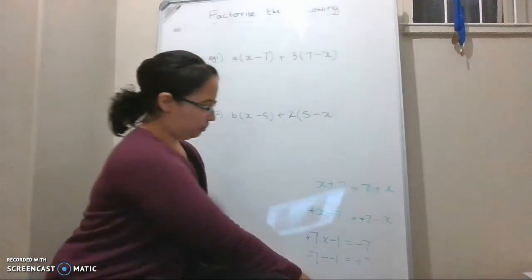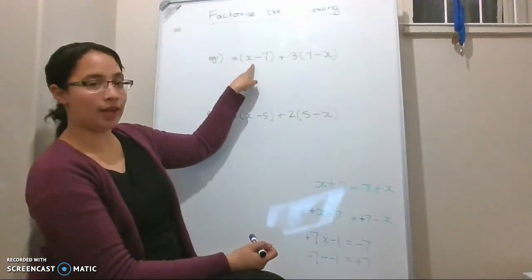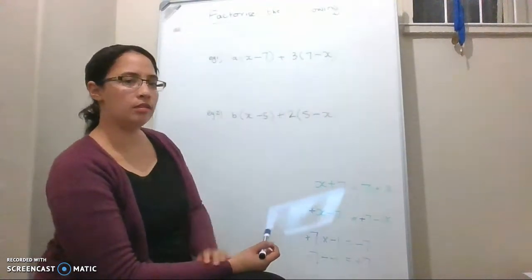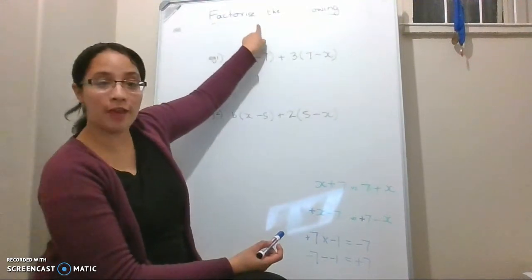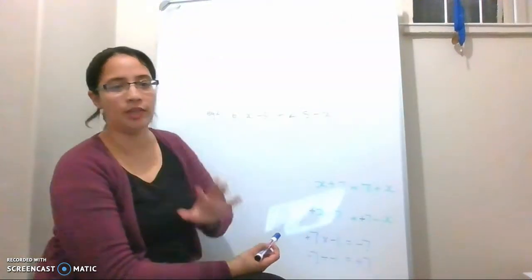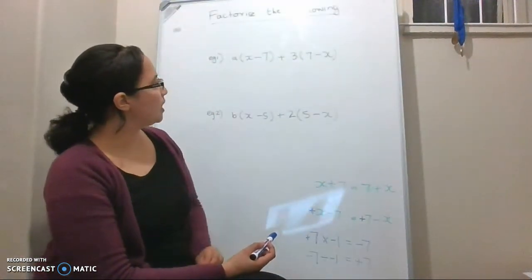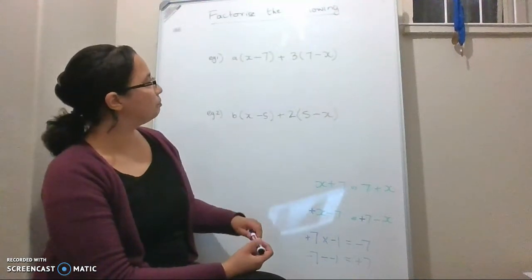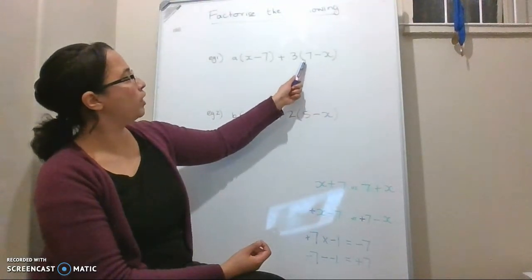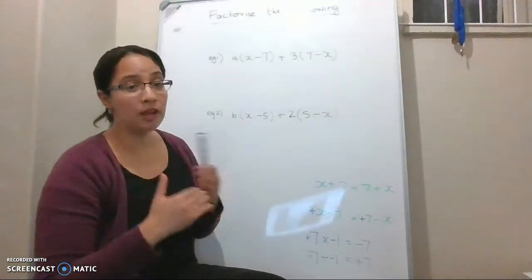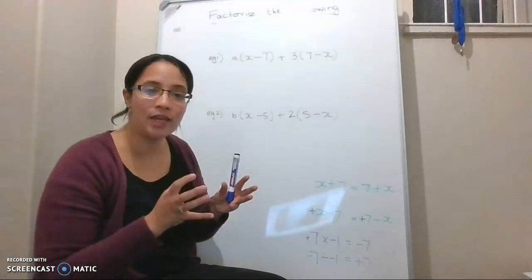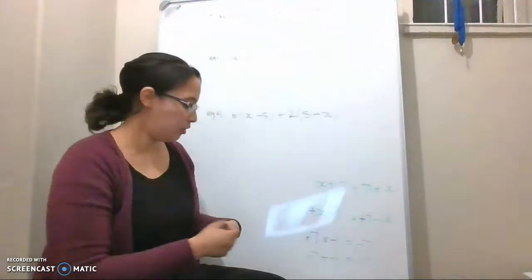Now let's look at this. I've got a multiplied by x minus 7 plus 3 multiplied by 7 minus x. They have asked me to factorize, so I'm not going to multiply these out. It's not going to get me anywhere. The first thing I'm going to do is look at this and change 7 minus x to x minus 7. There are a couple of steps. In the first case, I'm going to do it the long way to show you and explain why this happens.